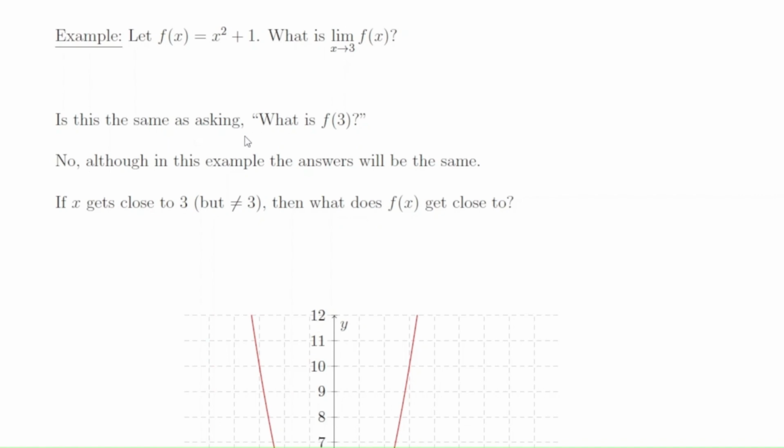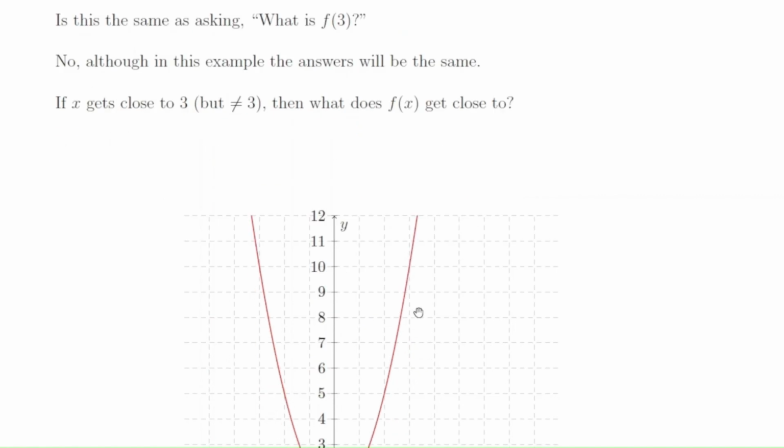Now, is this the same as asking what is f of 3? It turns out it's not the same thing. To ask what's the limit as x approaches 3 of f of x is not the same thing as asking what is f of 3. Now, in this problem, you're going to get the same answer, but it's not really the same question. The question is, if x gets close to 3 but not equal to 3, what does f of x get close to? So let's look at a graph of the function.